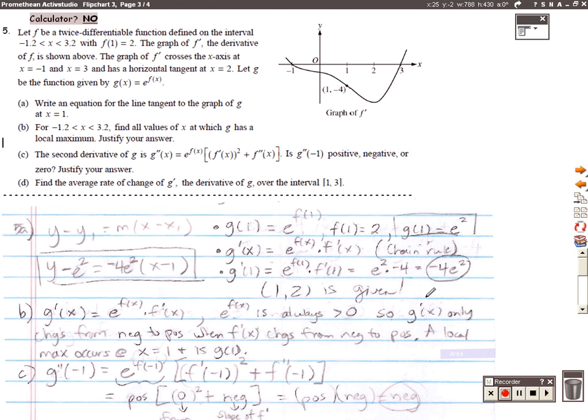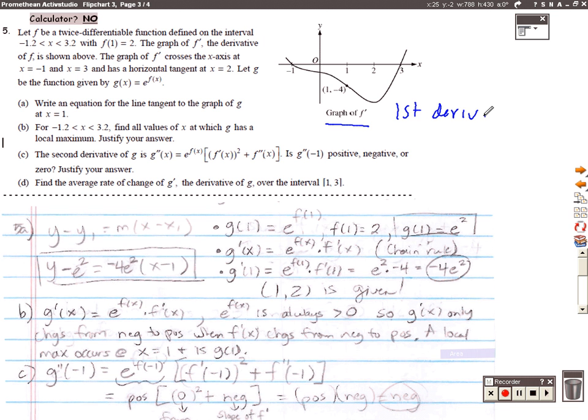F of 1, when x is 1 on the f function, and remember, this is the graph of the first derivative, okay? This is not the graph of f. F of 1 is 2, and the graph of the first derivative is shown. The graph of the first derivative crosses the x-axis at x equal to negative 1 and x equal to 3. So we know that negative 1 and 3 are critical numbers of f. The first derivative has a horizontal tangent at x equal to 2.